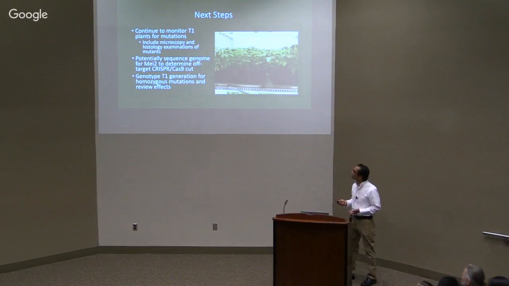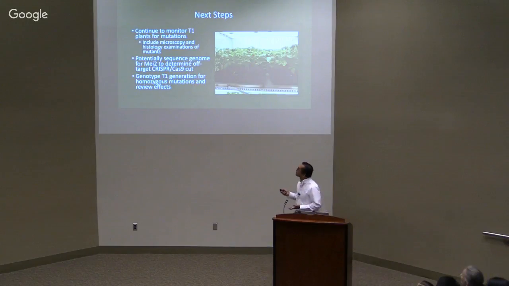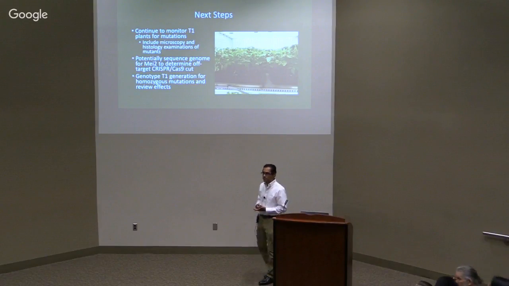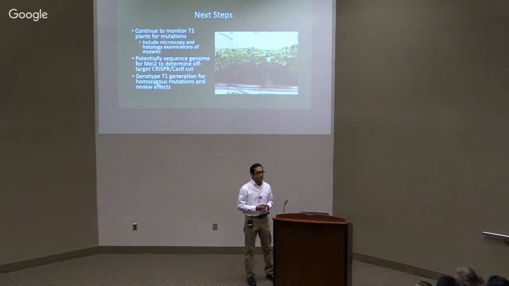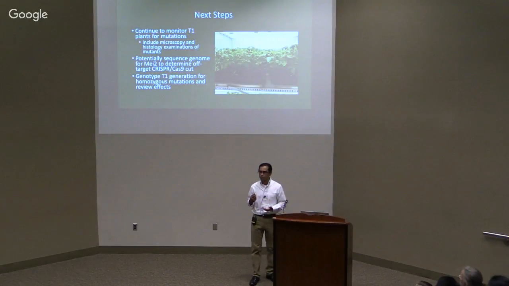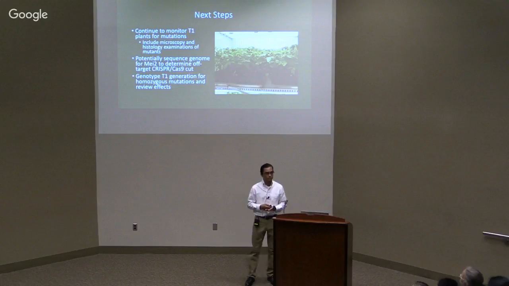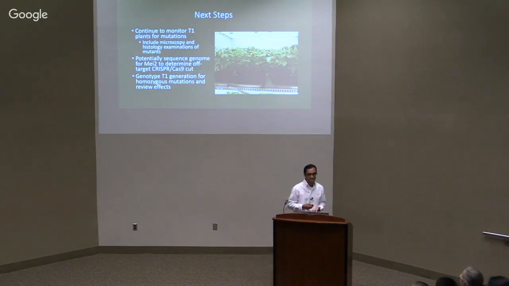But as far as next steps, we'll continue to monitor the T1 plant mutations, and we can look at these plants under histology, under microscopy, to see if there's anything that's different in these ones that we might want to look at more. Now, because there were off-target cuts, if we wanted to find out what was responsible for the phenotypes, we would either have to do an analysis that determined which probable genes could have been the off-target cuts, or sequence the entire genome, both of which are a little daunting, and we'll see where that leads.